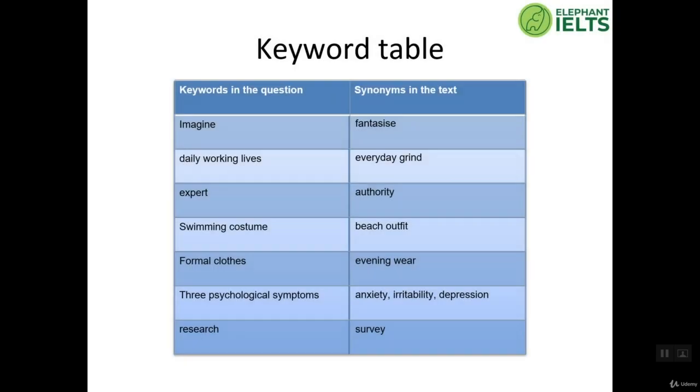This is the keyword table I made for the keywords and their synonyms from the first part of the passage. This helps to verify that I'm looking in the right place for the answer, and it also helps to build vocabulary. You can see on the right, you should write the keywords from the question, and on the left, you write the synonyms from the text. So it's a good habit to get into when you're doing reading passages, to strengthen your reading techniques.